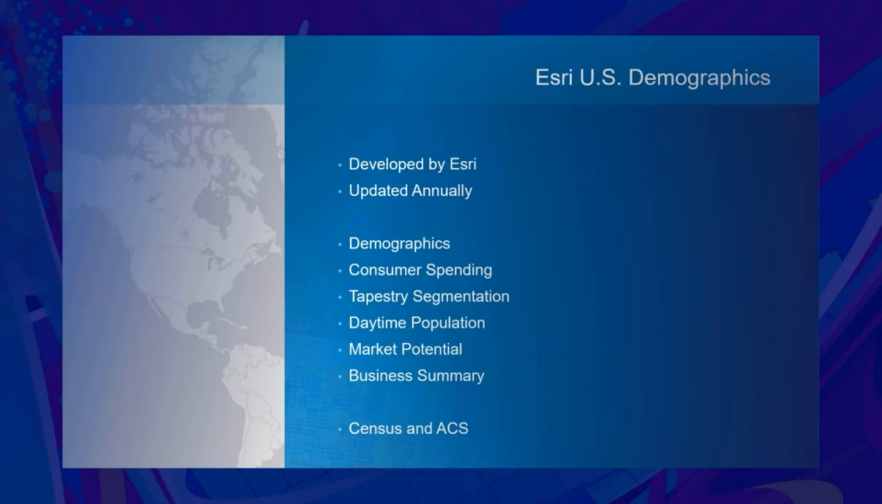In addition, U.S. Census and American Community Survey data are included. For American Community Survey, or ACS, Esri includes not only the estimate, but also the margin of error and a reliability flag to help users and developers understand and use the data effectively.